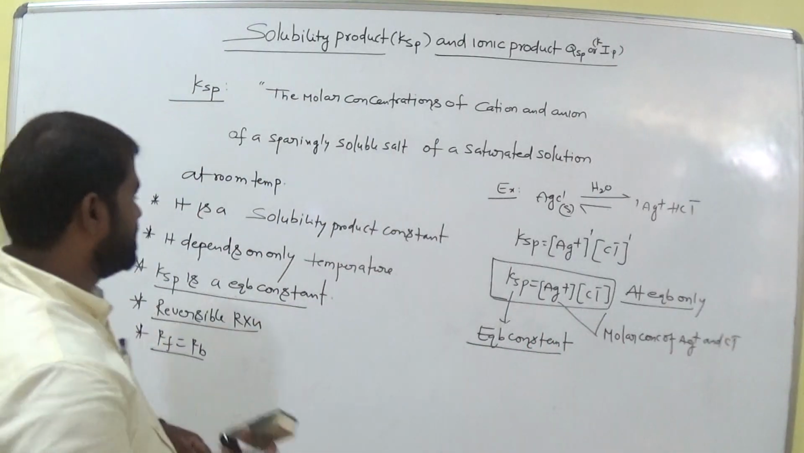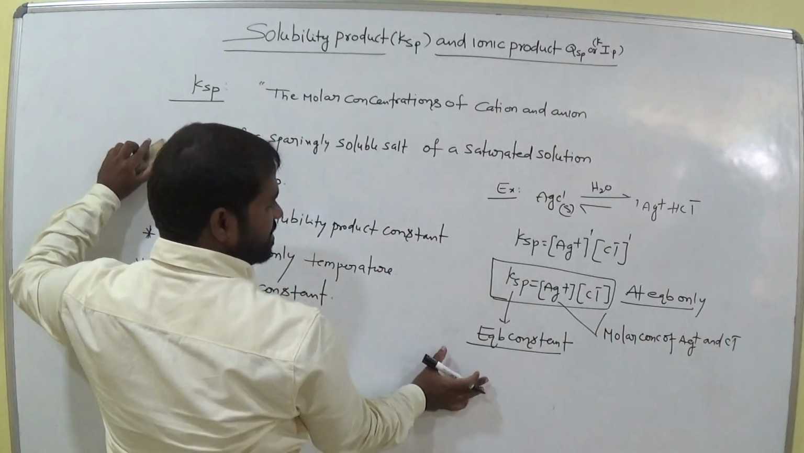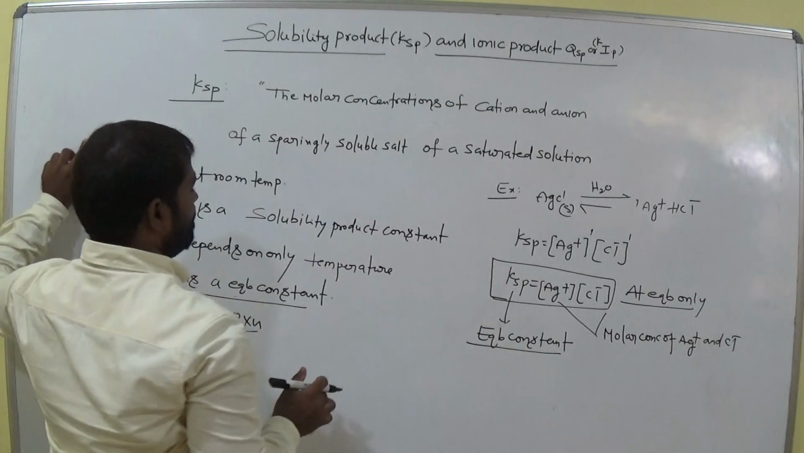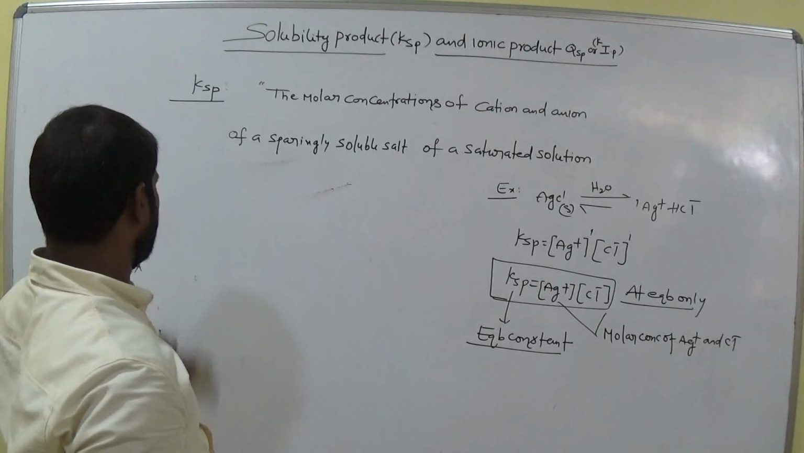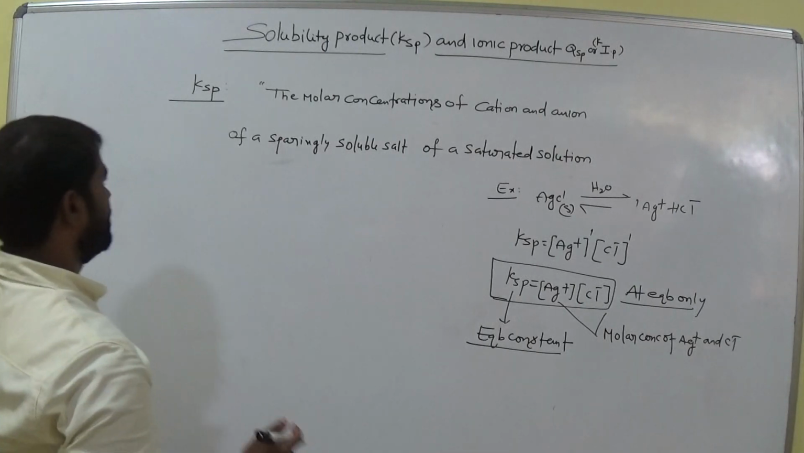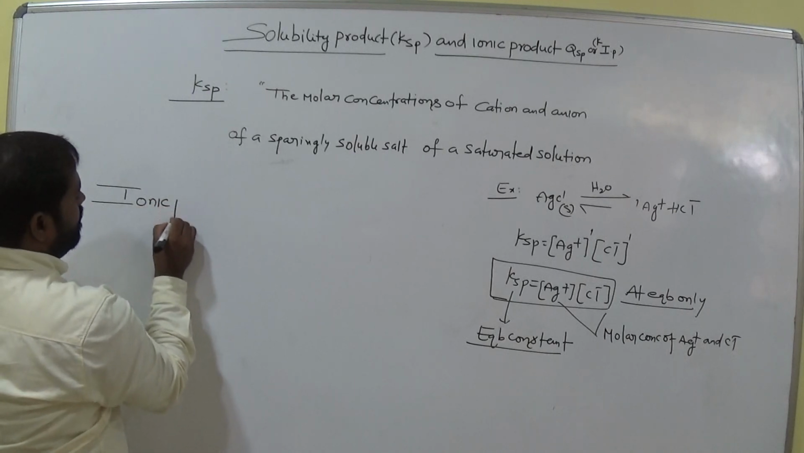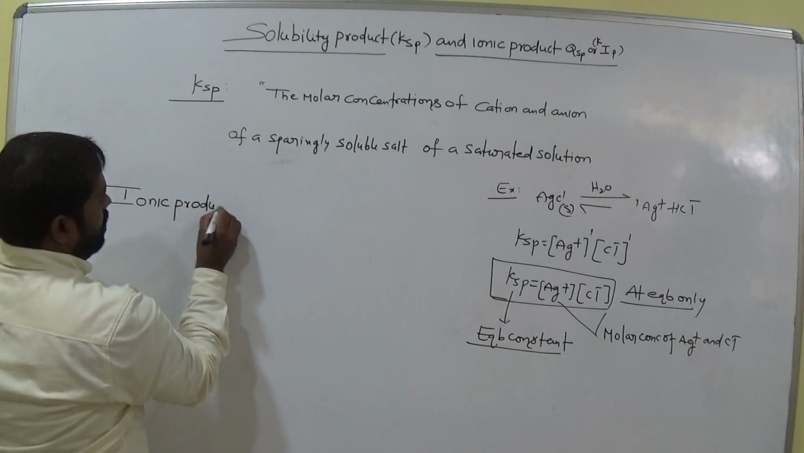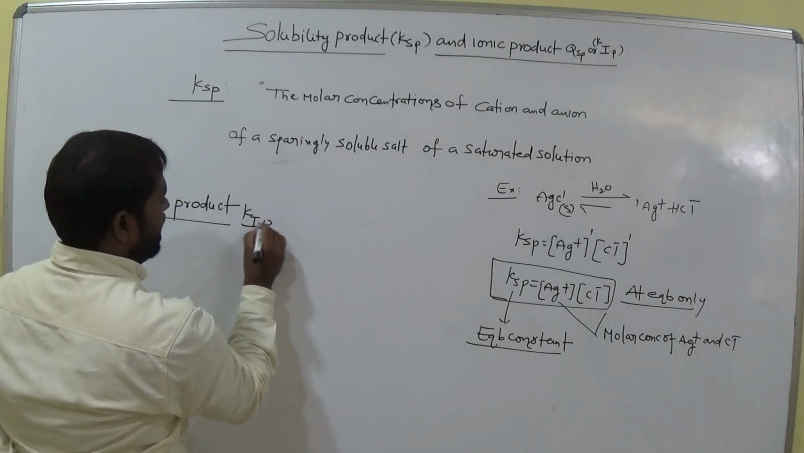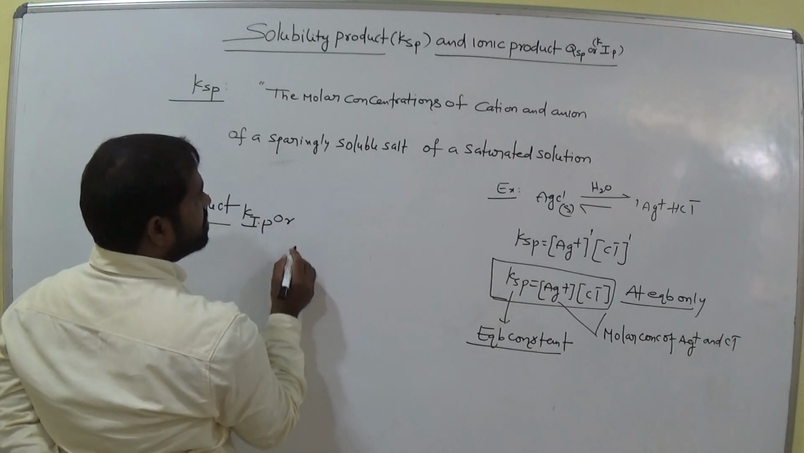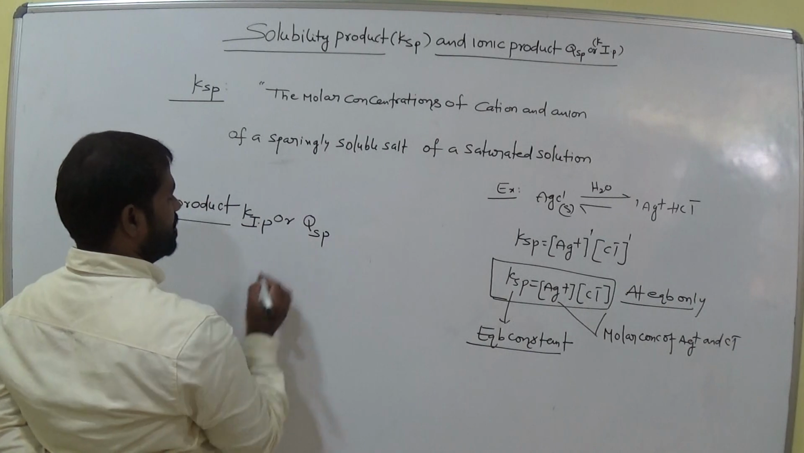Clear? Let's see. What about solubility product? KSP. Now what about ionic product? KSP is at exactly equilibrium. Am I right? Ionic product we can write as KIP sometimes, or mostly QSP, Q solubility product. Okay.